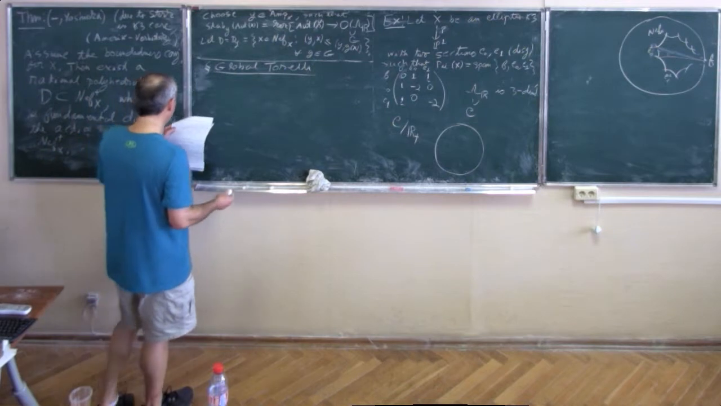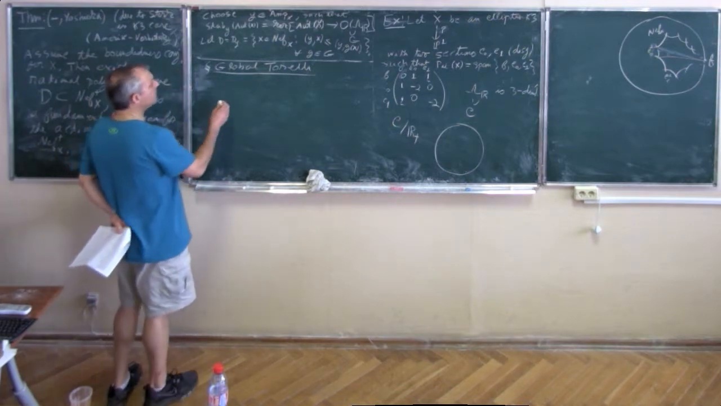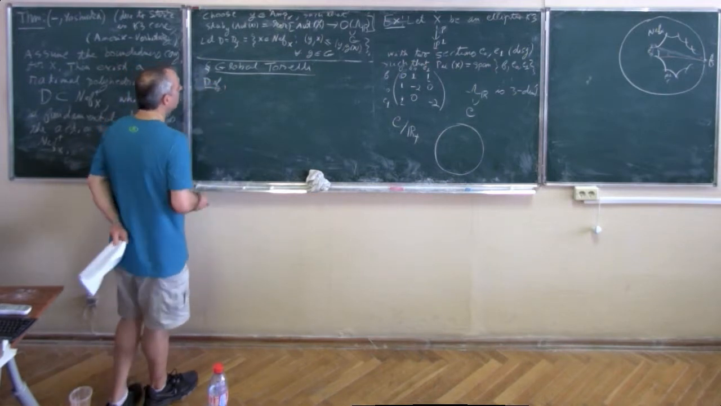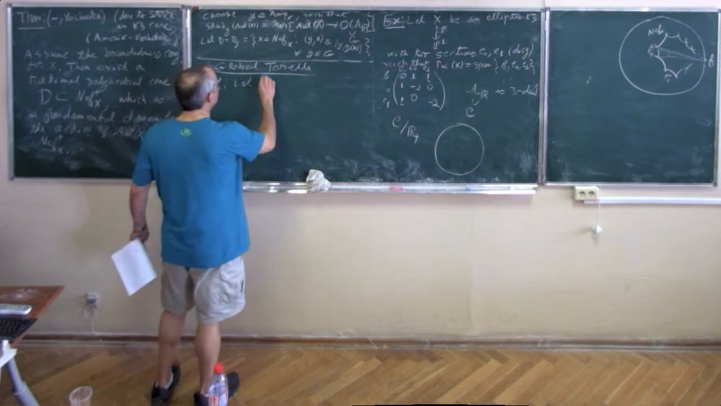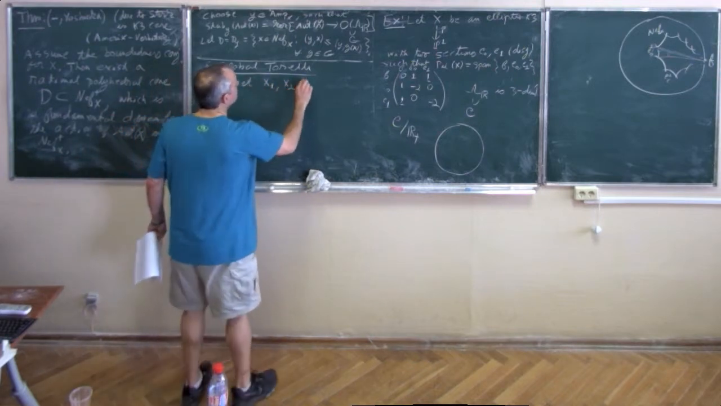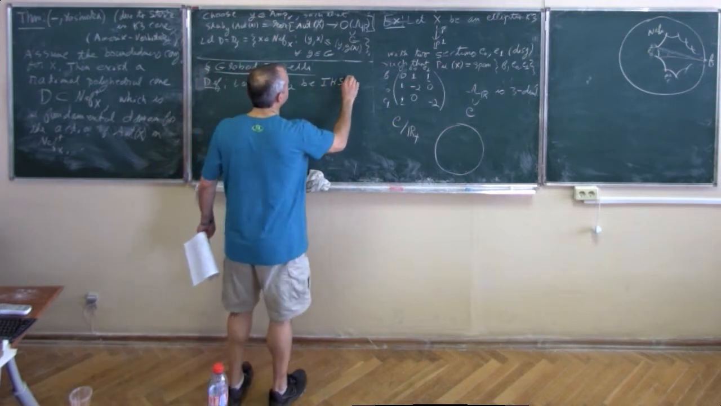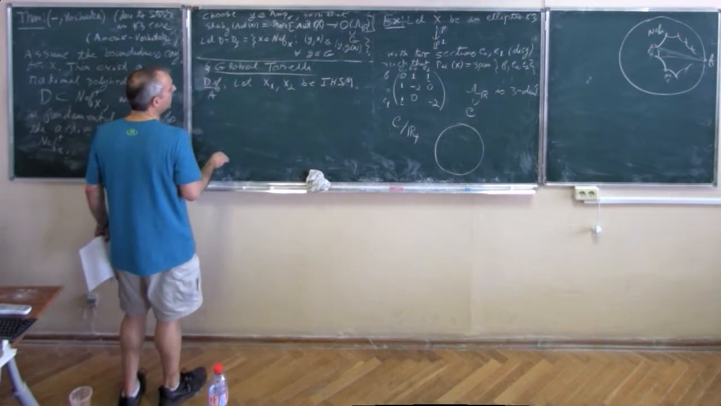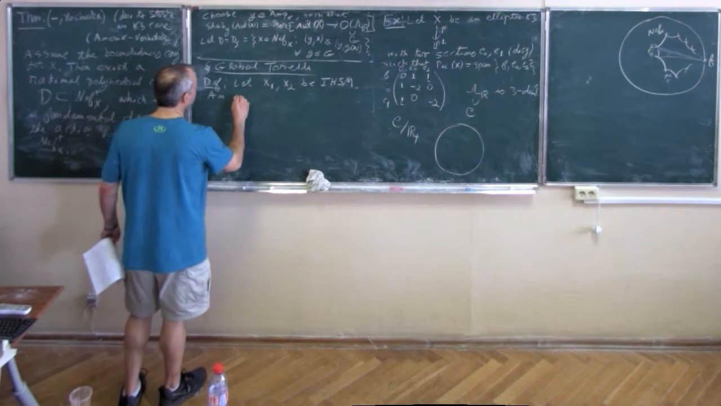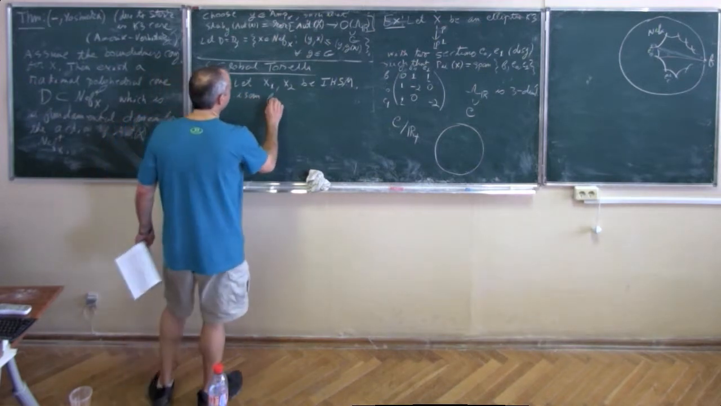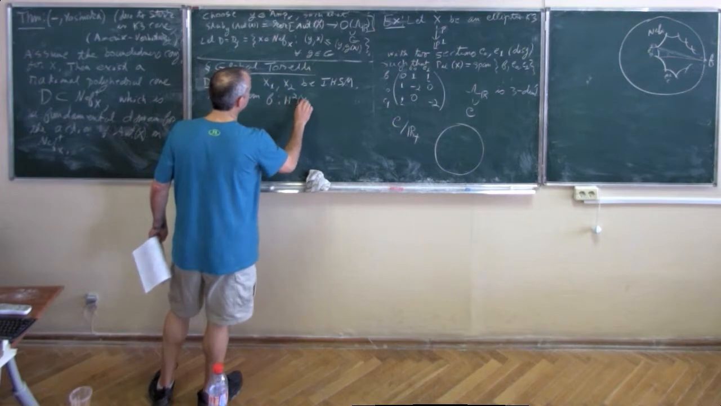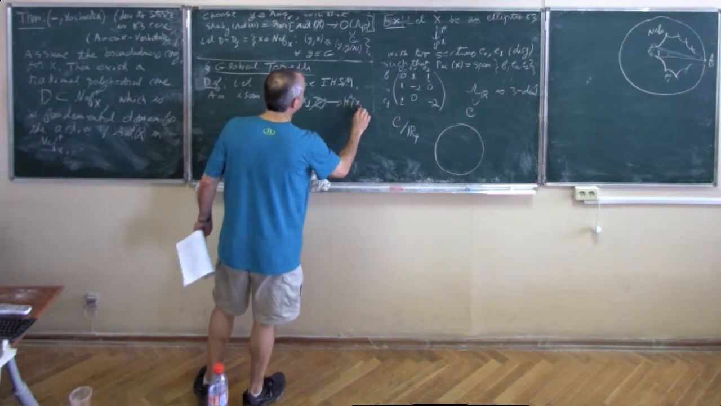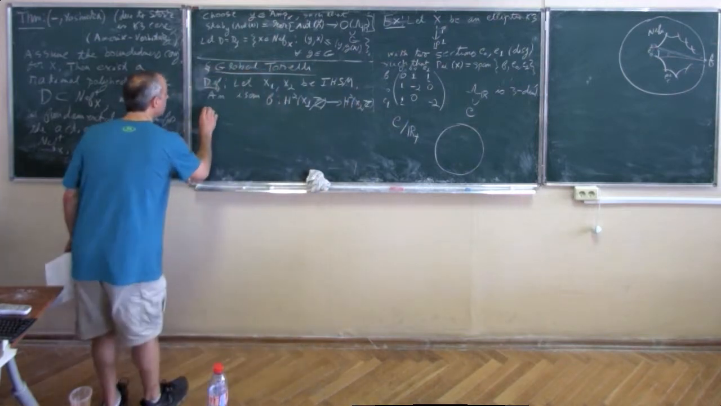Okay, so we need to talk about the parallel transport operator. So, definition. Let X1 and X2 be irreducible holomorphic symplectic manifolds. An isometry or an isomorphism f between the second cohomologies is called a parallel transport operator.